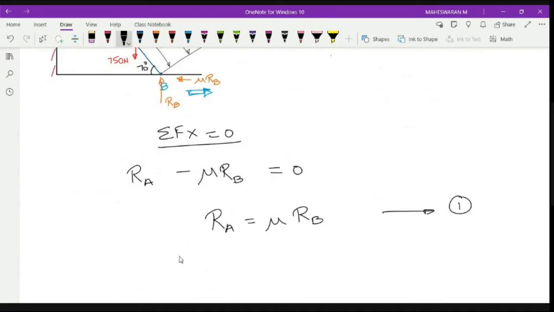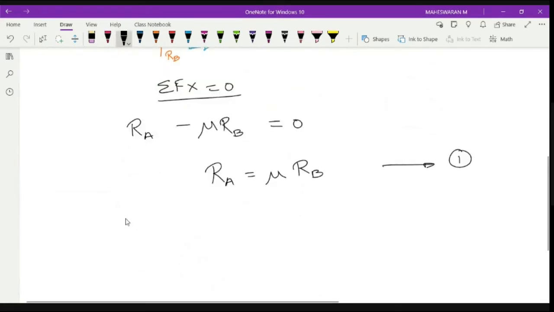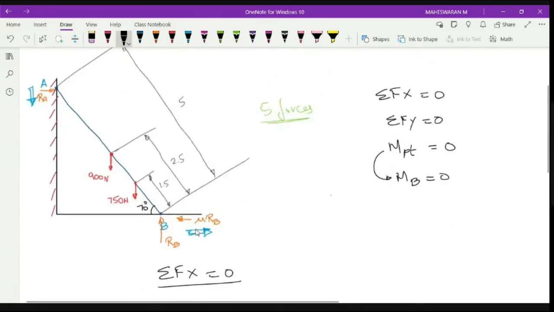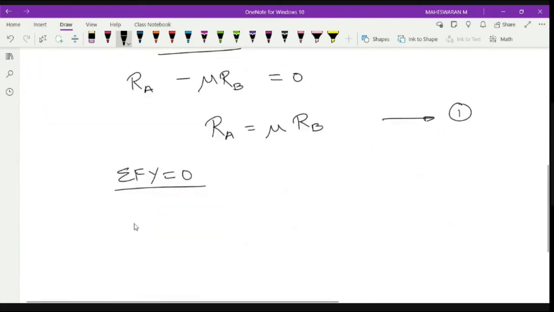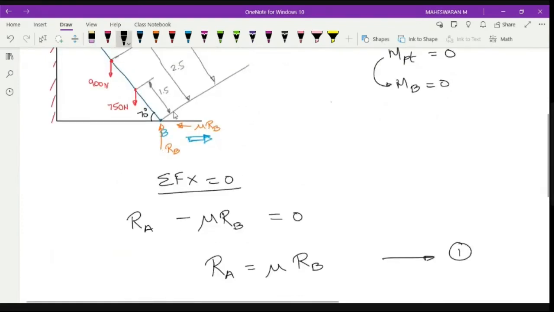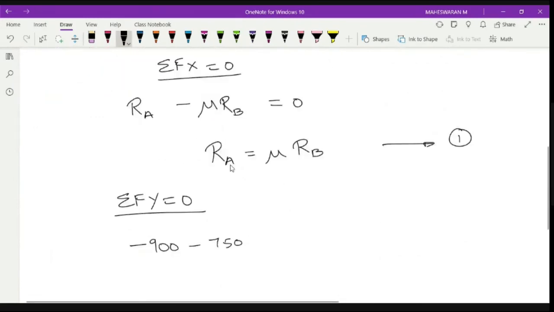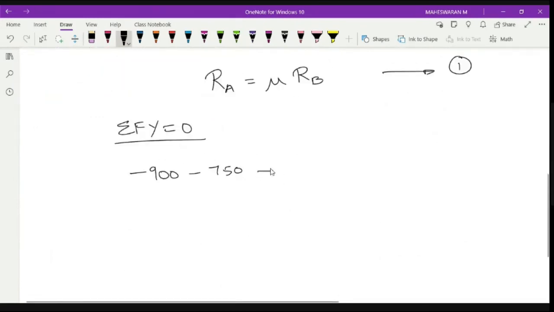Right? Next, let me equate sigma Fy to 0. If I equate sigma Fy equal to 0, 900 downward, 750 downward. So I can write minus 900, minus 750, and RB upward. So plus RB. So this is equal to 0.